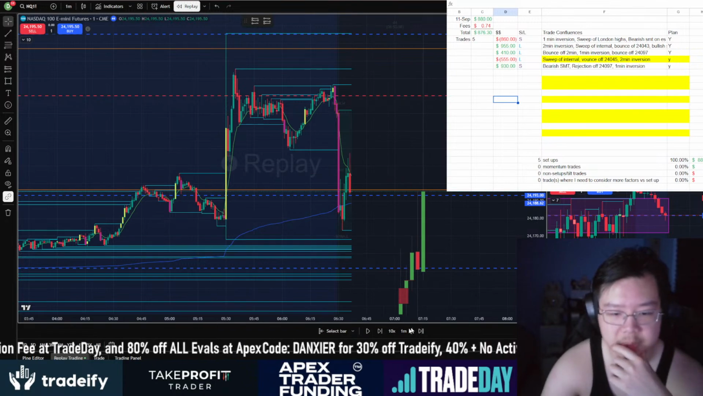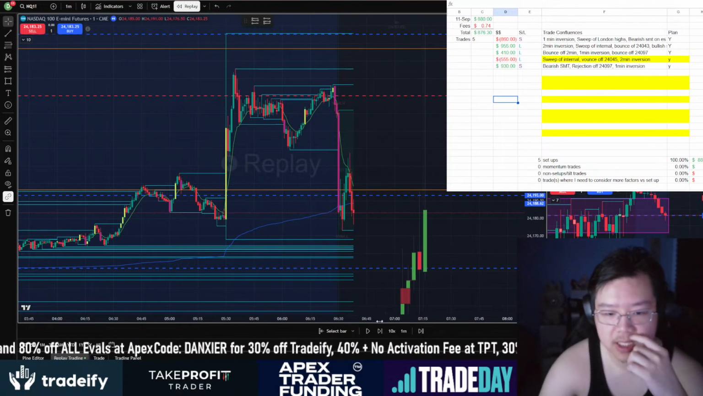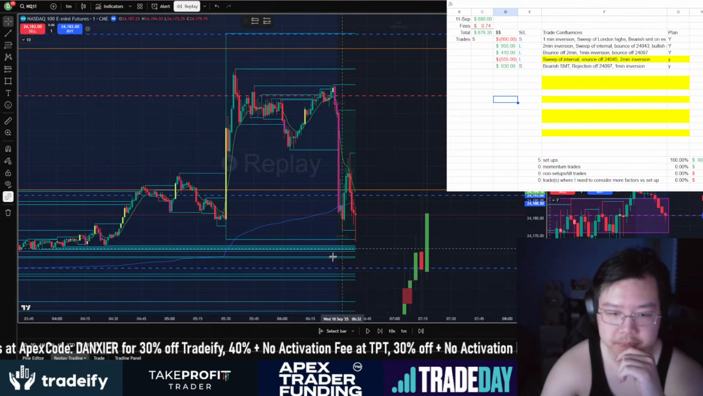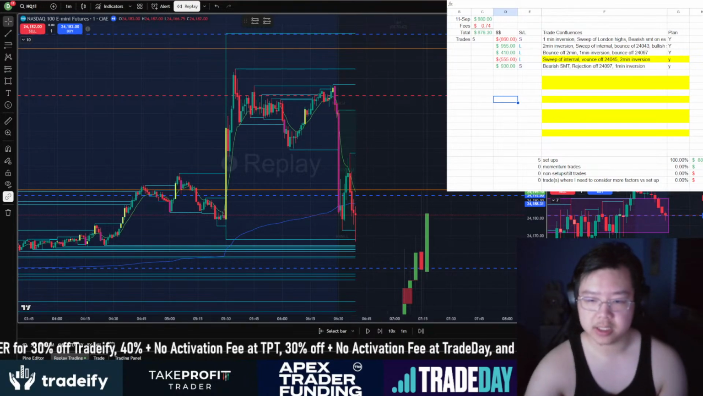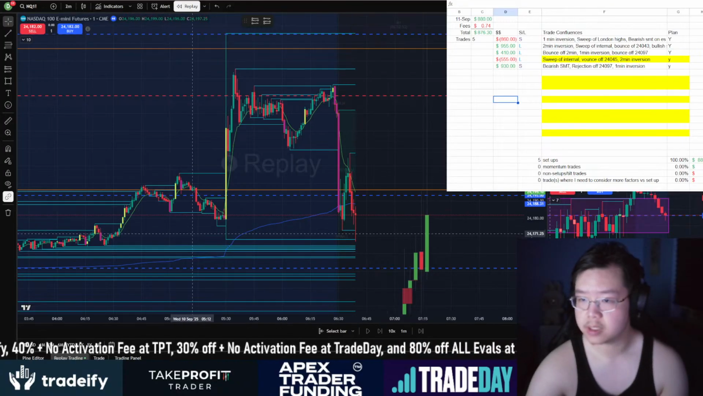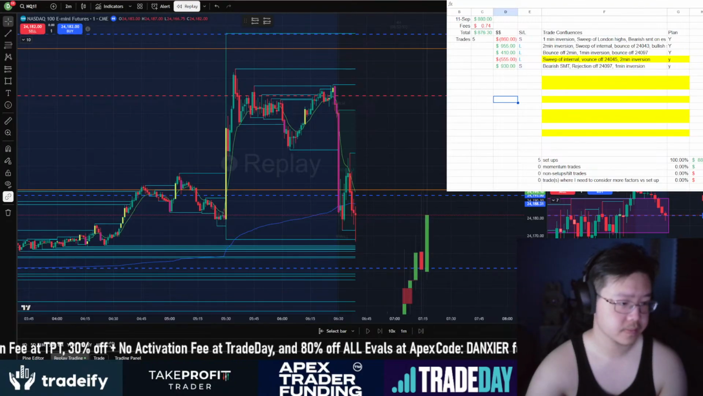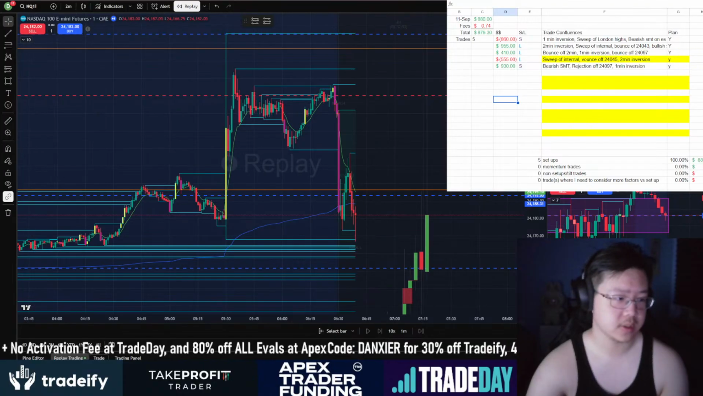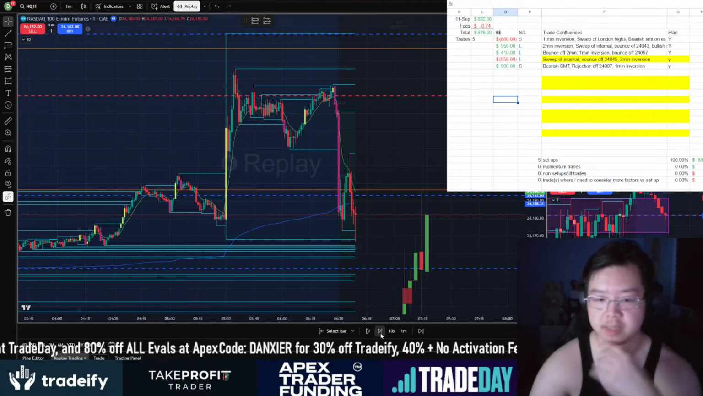I would need to see a sweep of something on a big news candle like this. Damn, why is it lagging? Alright, now we have our sweep. Let's get the data up to speed. 1, 2, 3. 8. Whoa. Yes, looking very bullish. Let's see what happens.